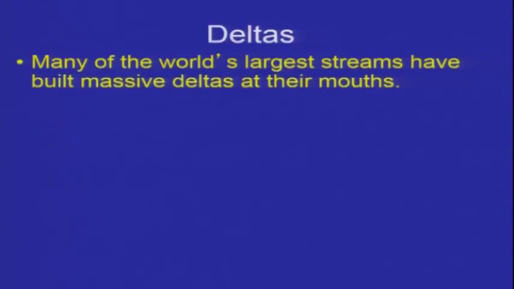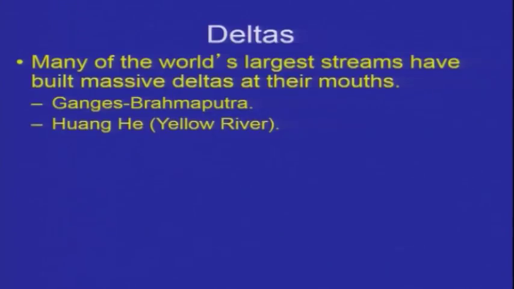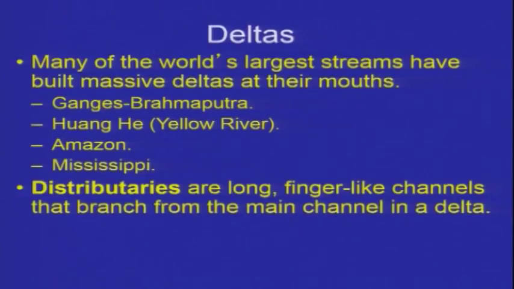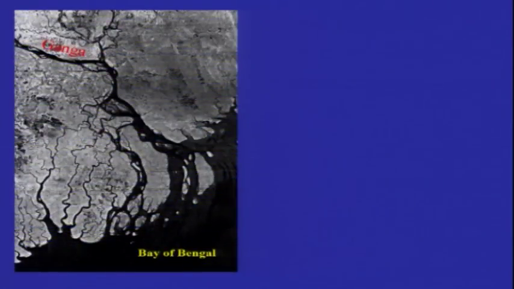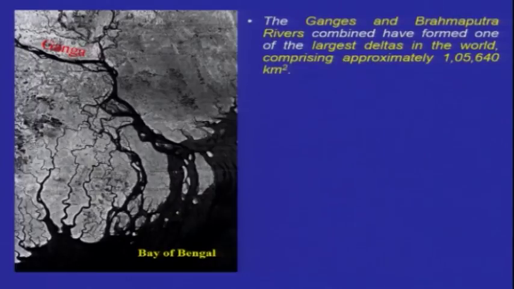Many of the world's largest streams have built massive deltas at their mouths. Example: Ganges, Brahmaputra, Yellow River, Amazon, Mississippi. Distributaries are long finger-like channels that branch from the main channel in a deltaic region. So, this is an example of the world's largest delta that has been built by the Ganges and Brahmaputra rivers, covering approximately 1,05,000 square kilometers.